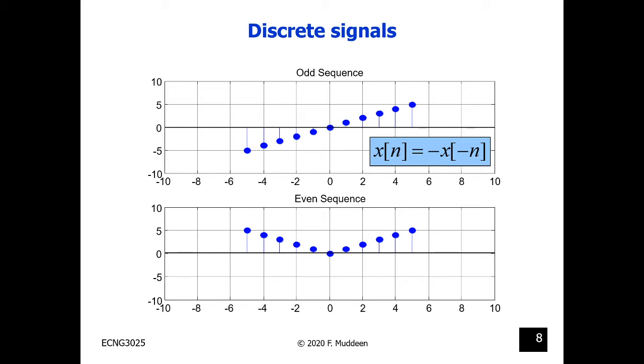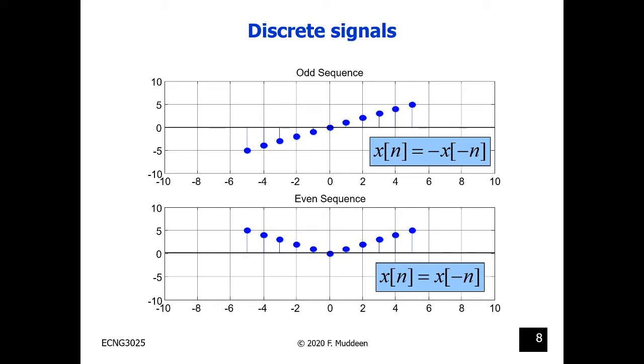For our lower figure here, this is what we refer to as an even or symmetric sequence, which satisfies the mathematical relationship x of n is equal to x of minus n. What this means is that if we flip the signal horizontally only, and we get back the same signal, the signal is basically an even sequence.